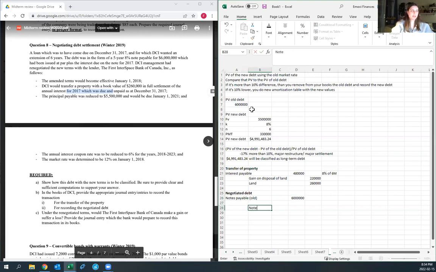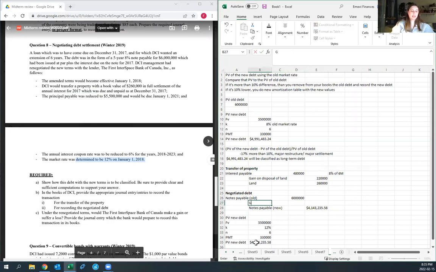I want to record my new notes payable. And the amount here, because now we're recording it in our books, right? So it's not going to be the same present value as here, because here we use the old market rate. In our books, we want to use the new market rate. So I'm going to just copy this here. And the new market rate is 12%. So I'm going to put 12% here, and the rest shouldn't change. So that gives me, in my books, I'm going to record 4.1 million for my new debt. And the difference between the two is going to be a gain on settlement of debt.